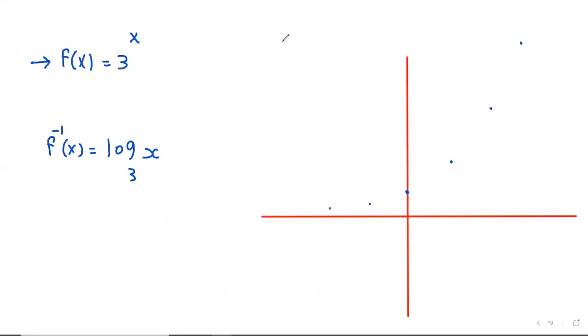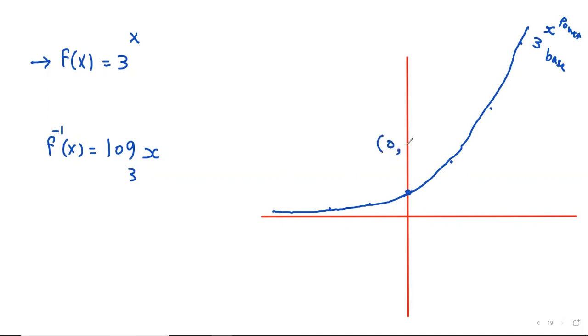So as you see here, you will find the curve going up, and this curve doesn't touch the x-axis. It approaches the x-axis. This is the function 3 to the power of x. You know, 3 is the base and x is the power. And this function crosses the y-axis at the point (0, 1).